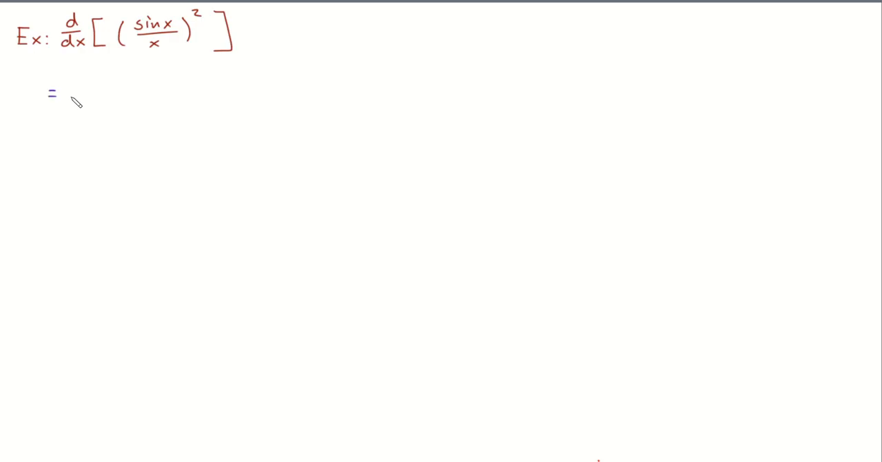Riley, what would you do first? I would put a 2 up front. Okay. 2 out front. Deal. Sounds good, Riley. Now what? Don't touch it. Just keep it. Sine x over x. Now it's to the first power, but I'm not going to write that.